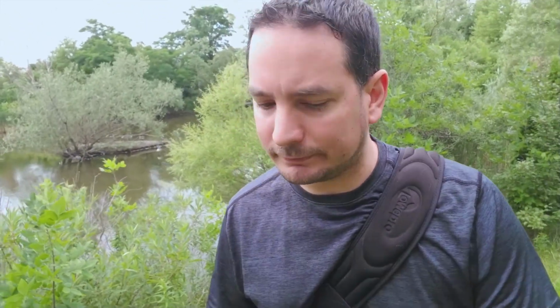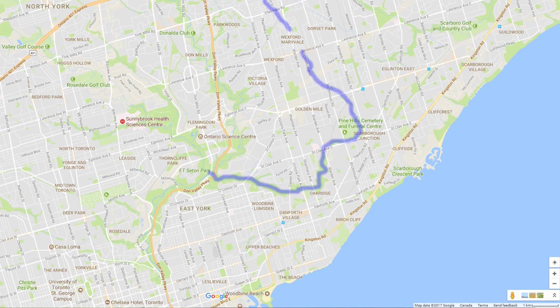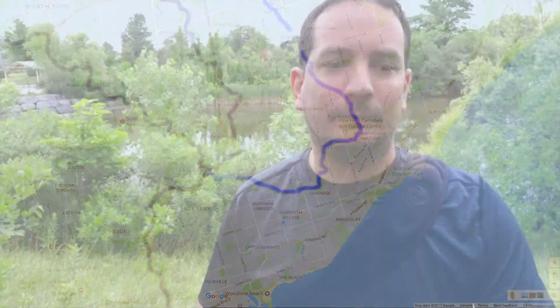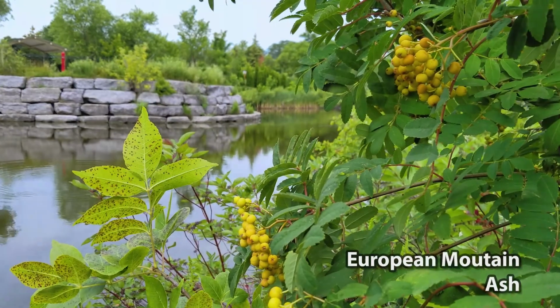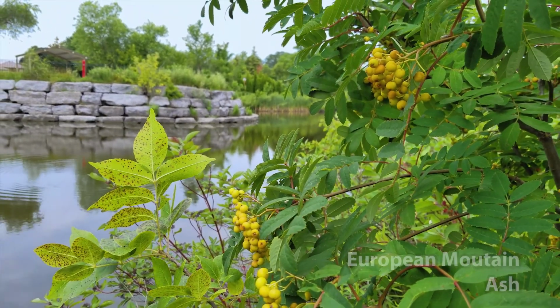I'm going to go back to the car now, and we'll trace the route of this creek as it weaves through Scarborough, eventually ending at the Don River, where we'll finish this video. Let's go.